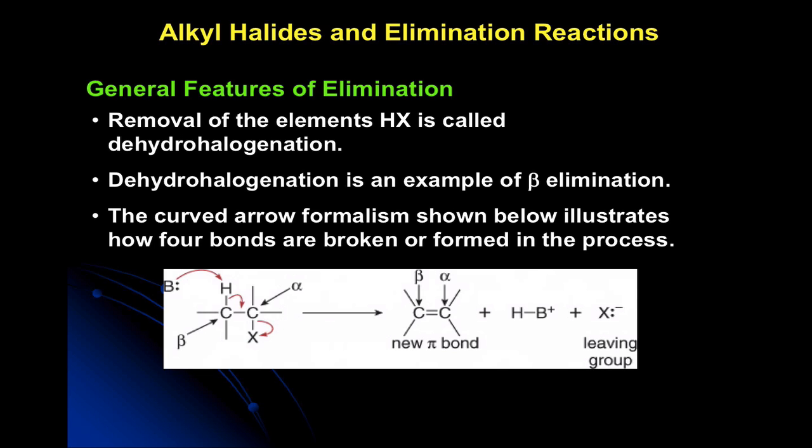E2. E for elimination, 2 for bimolecular. That's exactly right. So what would the rate of this reaction be if Aubrey came into the lab and doubled the concentration of base?